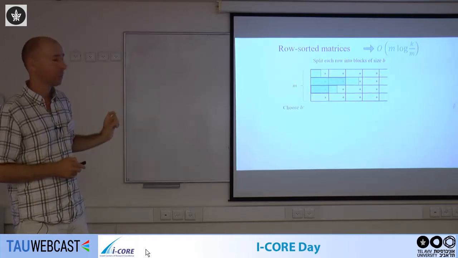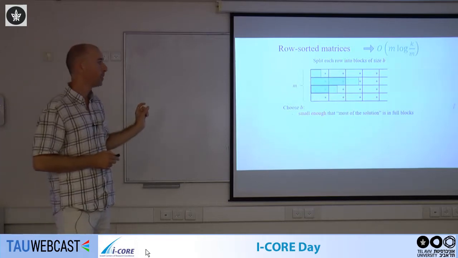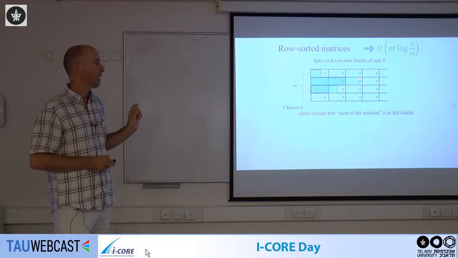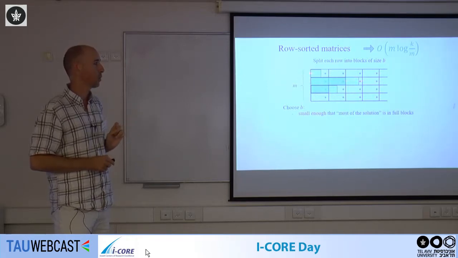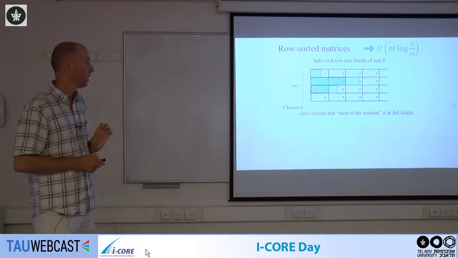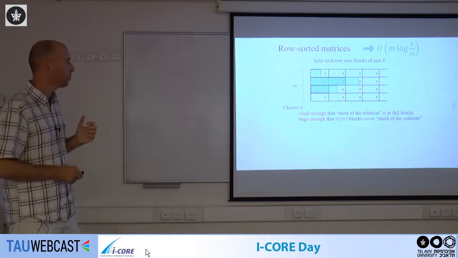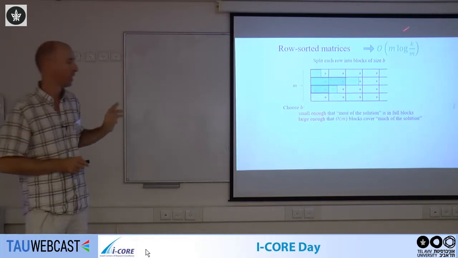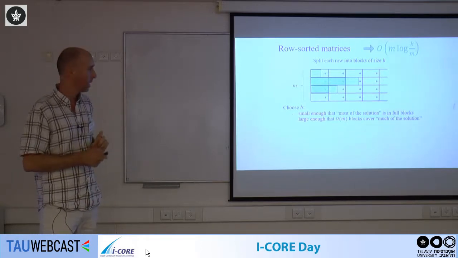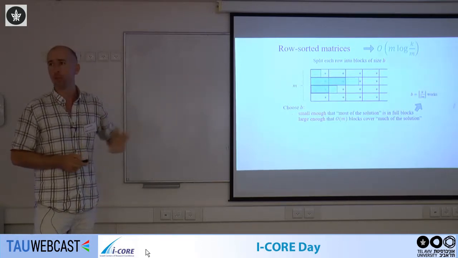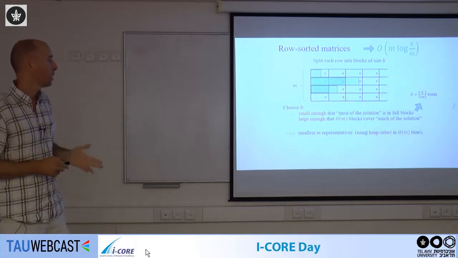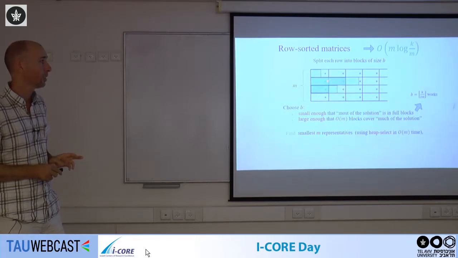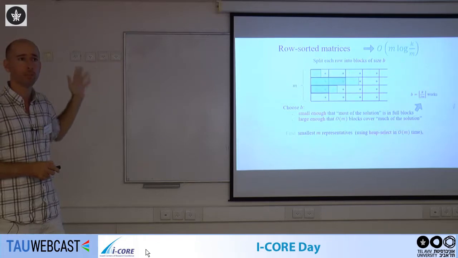And we choose b in such a way that it's small enough that most of the solution falls into full blocks. So if the block size is very small, then we don't have much in these partial blocks, and most of it is in full blocks. And the opposite criterion is that we want this b to be large enough that not too many blocks hit the entire solution. So it's sort of two opposite criteria, and selecting something like k over 2m works. So what we do, we just find the smallest m representatives. We do that by our previous heap selection algorithm.